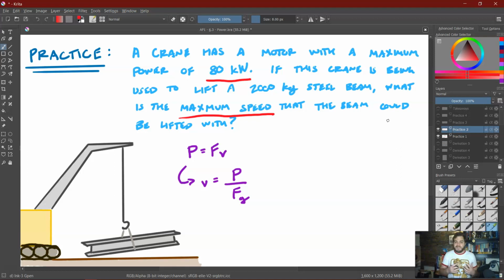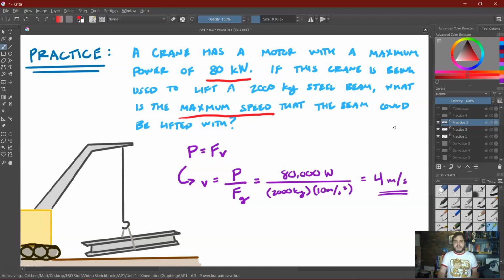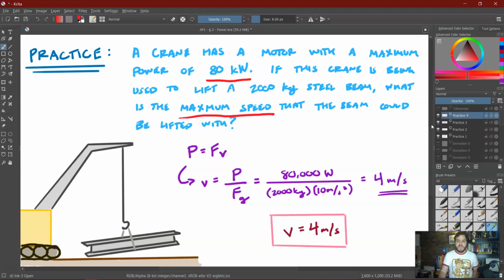Since it's a constant speed, the only forces on the beam are the force that the crane is lifting with and the force of gravity, and those have to be balanced. So the force being exerted by the crane is the force of gravity on the beam. So this is 80,000 watts over the force of gravity on the beam, which would be 2,000 kilograms times 10 meters per second squared, or g, and we get about 4 meters per second. So in other words, the maximum constant speed that this crane could lift with would be 4 meters per second. Now, would it be smart to lift it that fast? No, for various reasons, but that is the maximum that it could do.